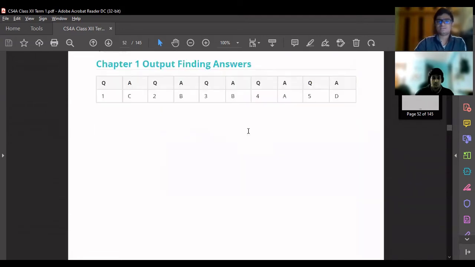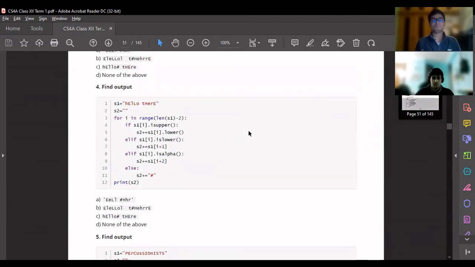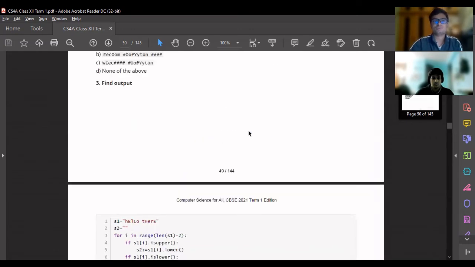And yeah, other things like you should know how to attempt these MCQs, how to eliminate options, and these kinds of things will only come by practice, and we've provided a lot of questions for you to practice from.